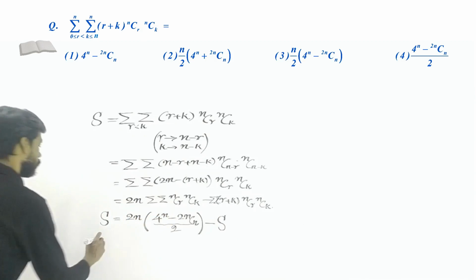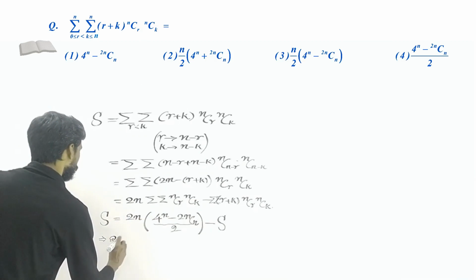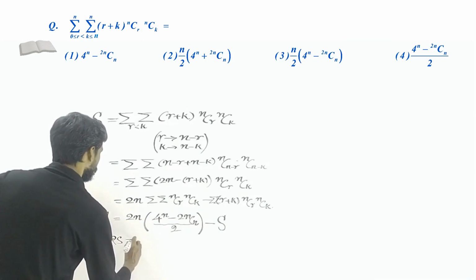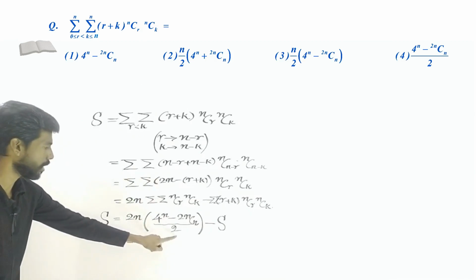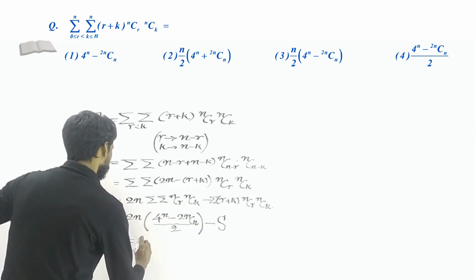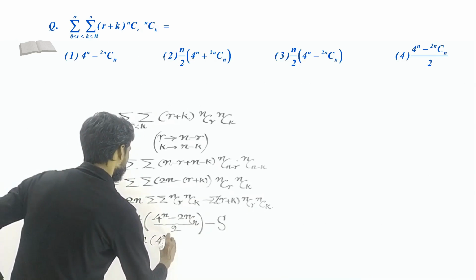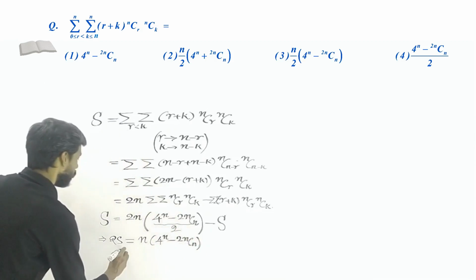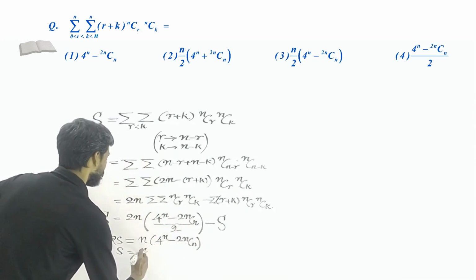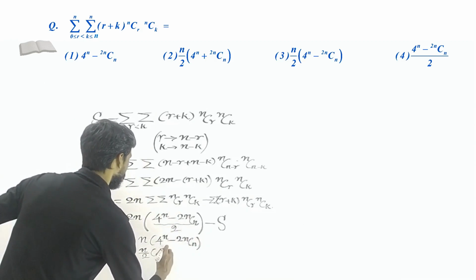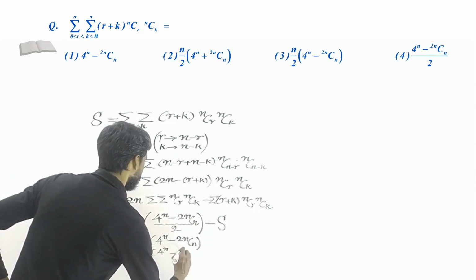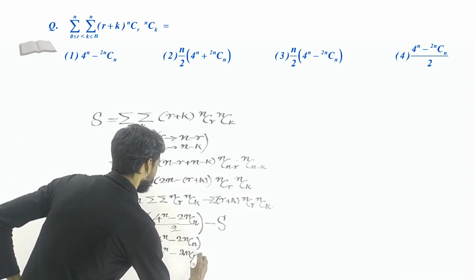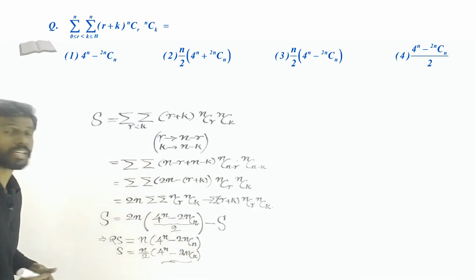So this implies 2S equals, yes, the 1 by 2 gets cancelled, which means n multiplied by 4 to the power n minus 2nCn. That gives you the value of S, that is n by 2 multiplied by 4 to the power n minus 2nCn. This is the required answer, right?